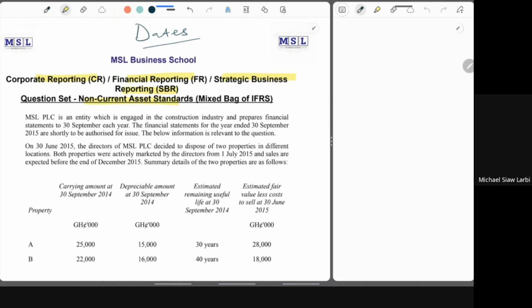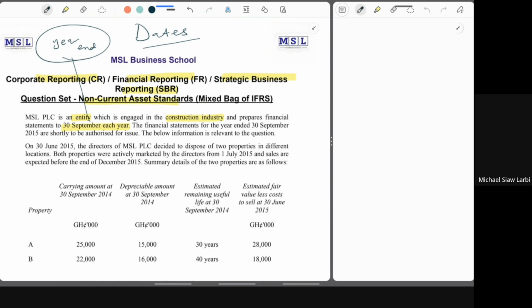So we're told MSL PLC is an entity which is engaged in the construction industry and prepares financial statements to 30 September each year. That's our first date. This is their year end. So your year end is when you do your reporting too, right? All your financial reporting will be done with reference to your year end. So we need to make sure we always keep our eye on the year end.